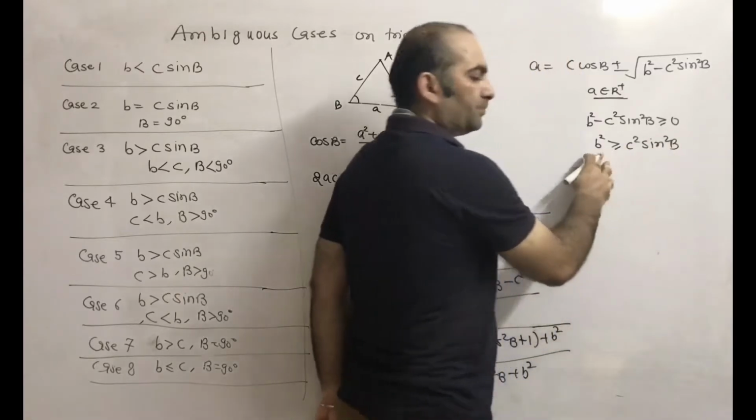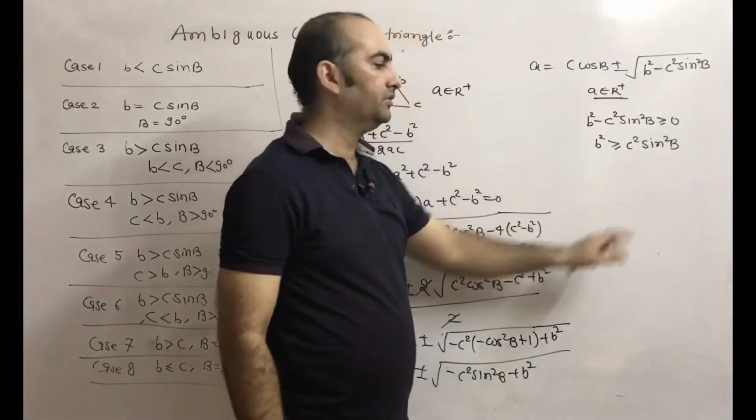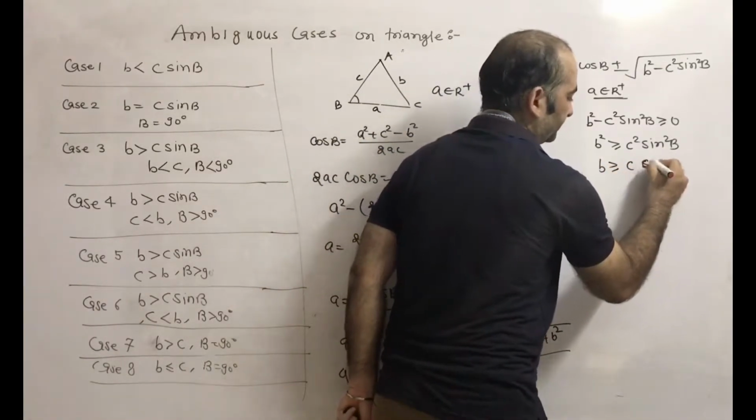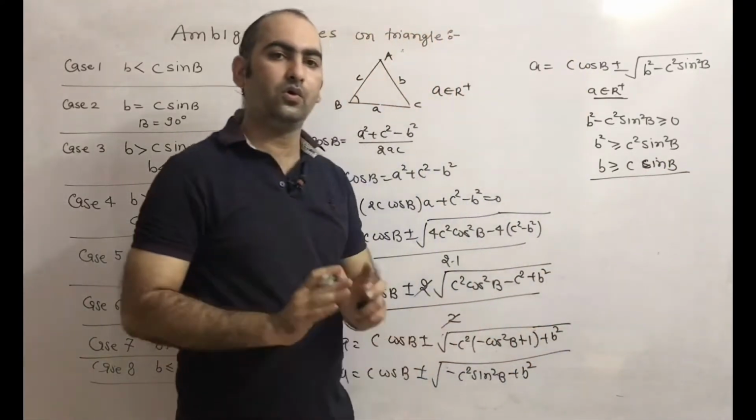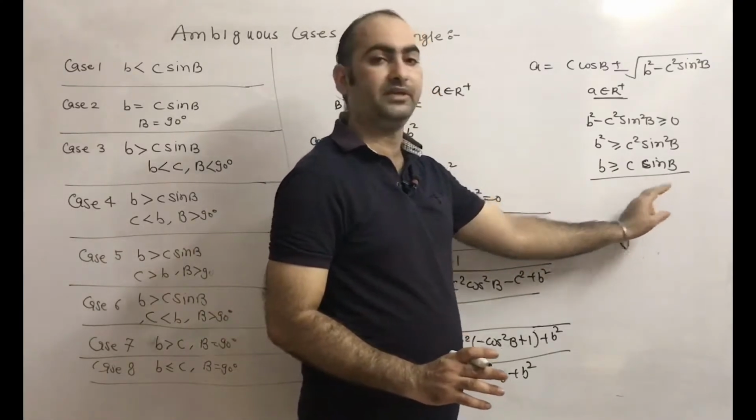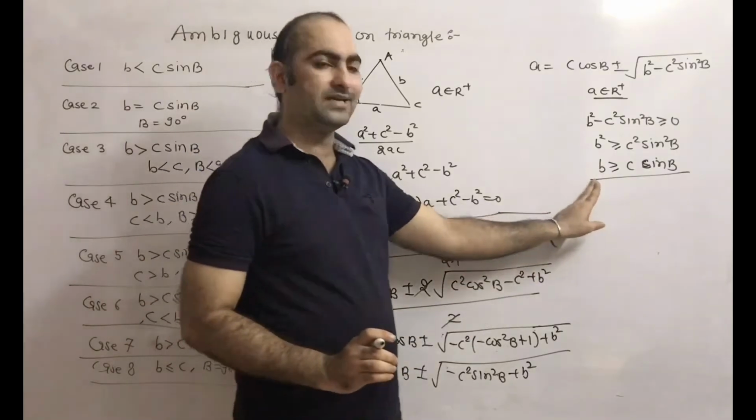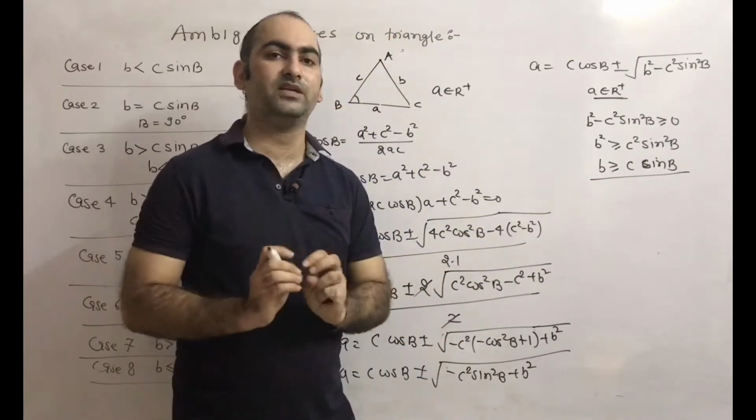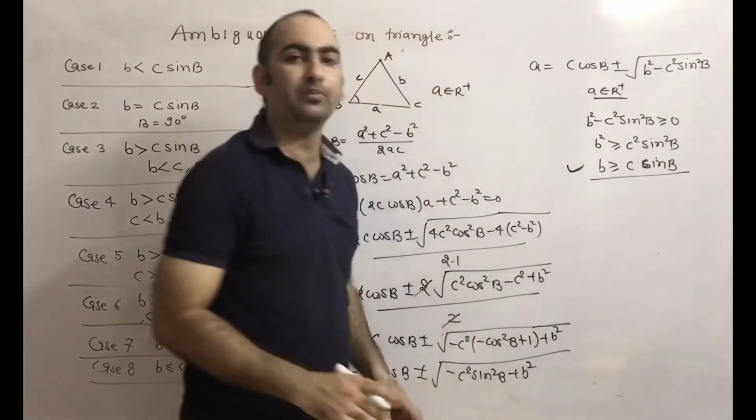You know b is positive, c is also positive and sin B is also positive. In a triangle, b, c and sin B are all positive. So the first thing that comes out is b is greater than or equal to c sin B. Then only a will be possible. If b is less than c sin B, a triangle is not possible because a is imaginary. Now if this condition is satisfied, then we will check how many triangles are possible.